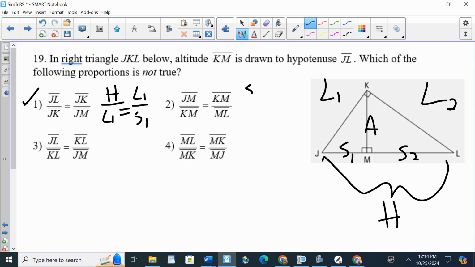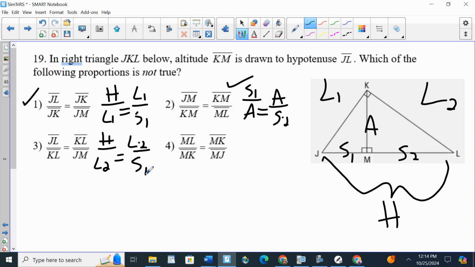Let's go to choice 2. JM is S1 over KM is A, equals KM is A over ML is S2. That's SAS. Looks good. Choice 3. JL is H over KL, that's L2, equals KL, that's L2, over JM, that's S1. It's Hills, but it's leg 2 and segment 1. That's not correct. So again, if I'm using the right leg, I need the right seg, but it's giving me the left seg.